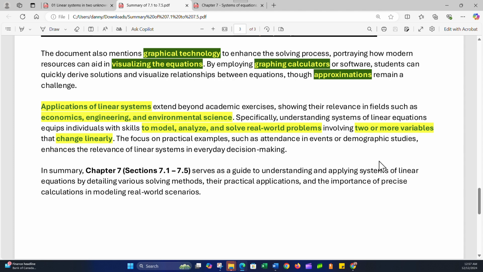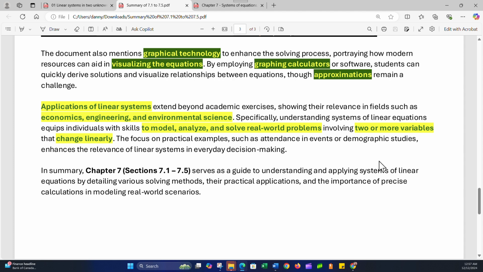So the focus on practical examples, such as attendance at events or demographic studies, enhances the relevance of linear systems in everyday decision making. So that's why there's so many practical examples in the textbook, just because they want you to realize that you're not just doing math for math's sake. You're doing it to be able to better understand the world and model the world mathematically so that we can solve problems.